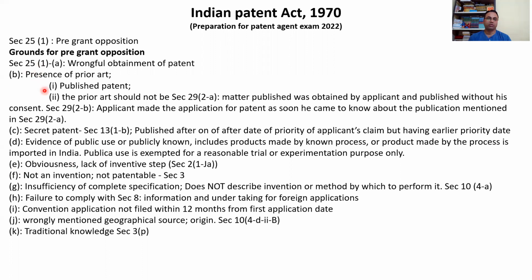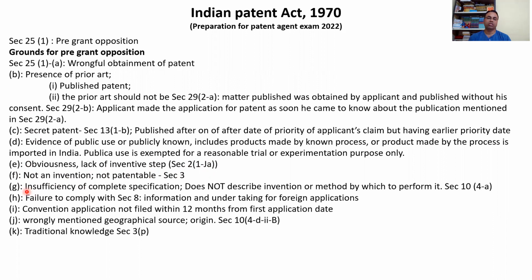So 25(1)(e) is obviousness. If you can prove that it is obvious or lacks inventive step. So what is inventive step? I have written here according to section 2(1)(ja). You need to refer to section 2(1)(ja). 25(1)(f) is not an invention, or not patentable, according to section 3. So if you can prove that it is not an invention and not patentable, then also that will get killed.